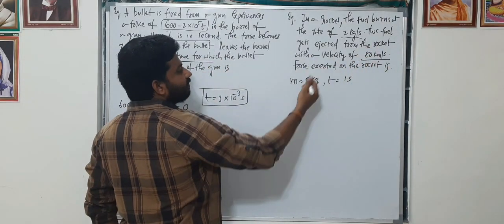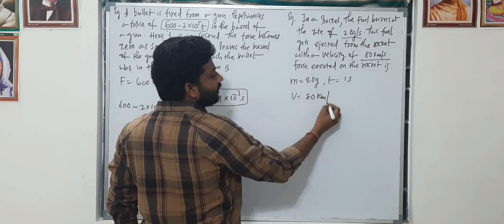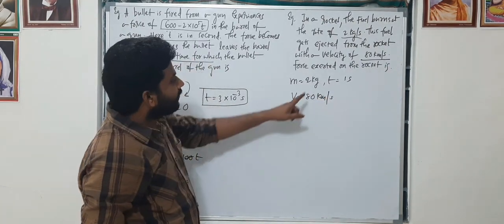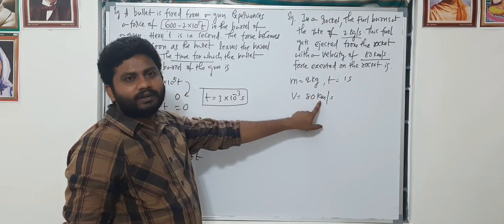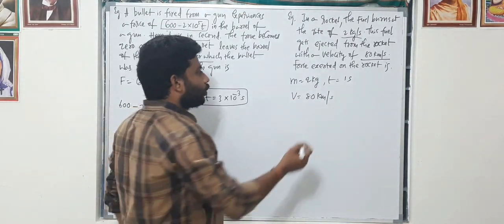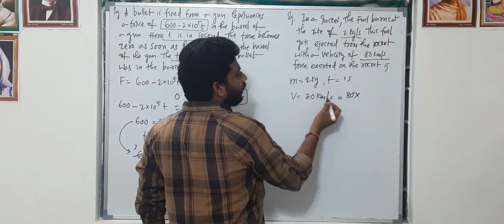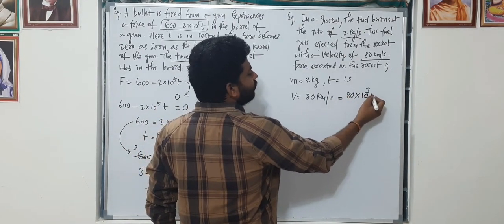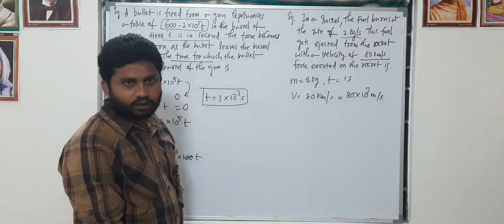The fuel is moving with a velocity of 80 kilometers per second. If you carefully observe, kilogram is an SI unit, and here it is kilometer, which is not an SI unit, right? So this can be written in meters: 80 into kilometer, so that is 10 raised to 3 meters per second. Okay, so velocity also we have got.